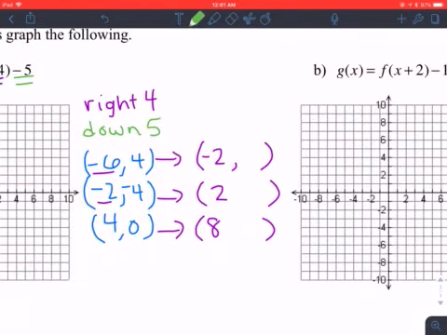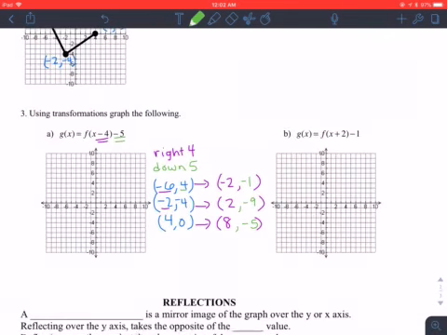Okay, now we're going to shift down 5. So my y values, if I move down 5, I'm subtracting 5. So from 4, I go down to -1. -4, I'll move down to -9. And 0, down 5, so -5. If you need to do this on the actual graph, just by counting your points, that's fine too.